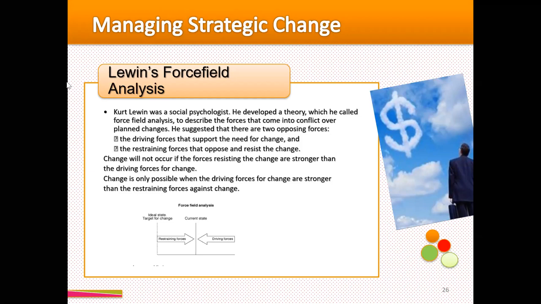This is another model, which is called Lewin's force field analysis model. Not the Ghanaian actor Lewin. This is Lewin, Kurt Lewin, a social psychologist, and he was able to understand how to manage strategic change. And he said that there are two opposing forces.